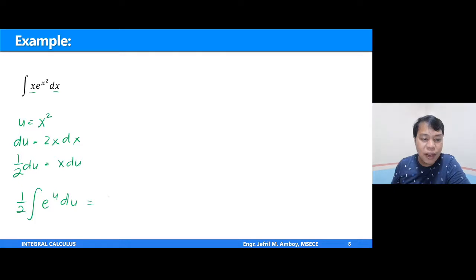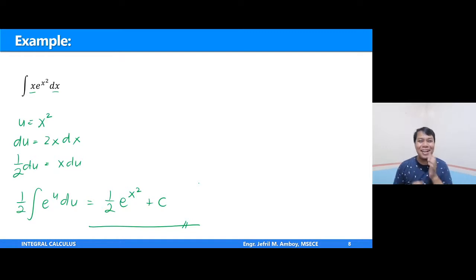Okay? So, pag in-integrate mo yan, that's 1/2 times e to the, yung u natin is x squared, and then plus c. O, diba? Ang dali-dali. Yan na yung sagot. Sobrang dali. Sino ba nagsabi na mahirap ang integral calculus? Actually, madali lang yan, guys.